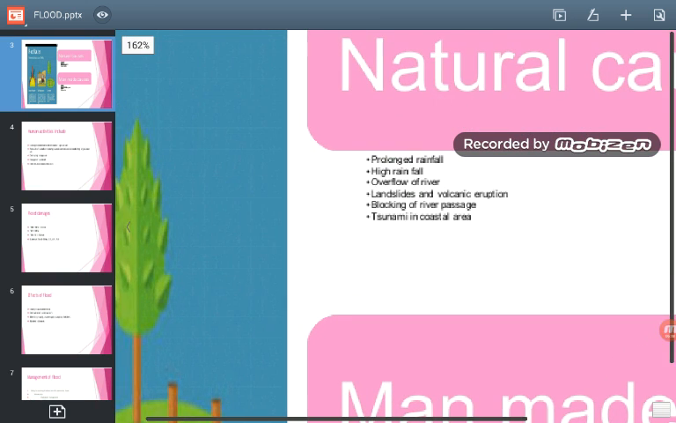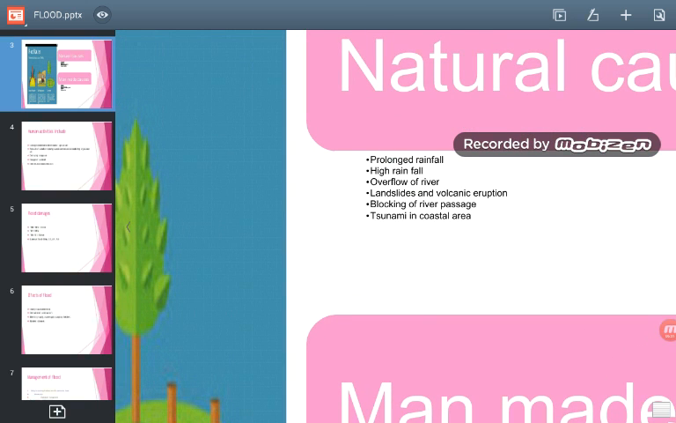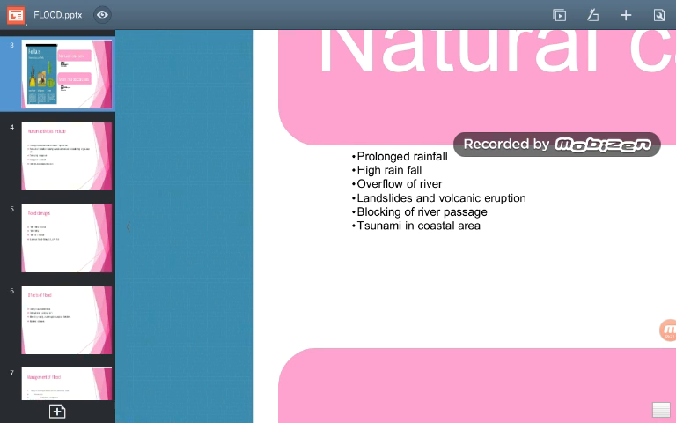Certain natural causes are responsible for causing the flood, and certain man-made causes are there as well. Natural causes include prolonged rainfall, maybe due to hilly or mountain regions where there is high rainfall. Overflow of the river also takes place. Landslides and volcanic eruptions are very frequent in these places. Blocking of river passages always takes place, and tsunami in the coastal area. These are the natural causes which cause the flood.